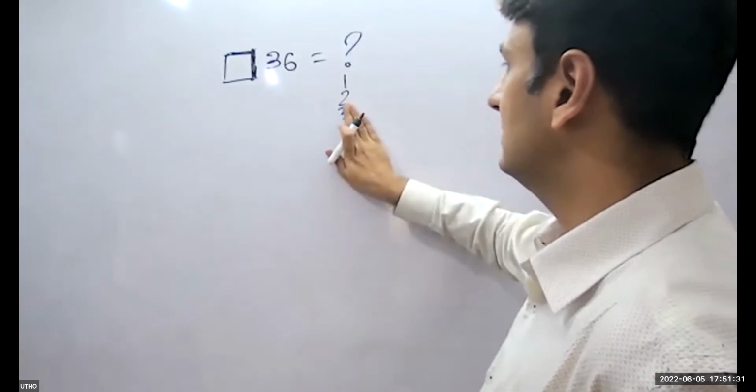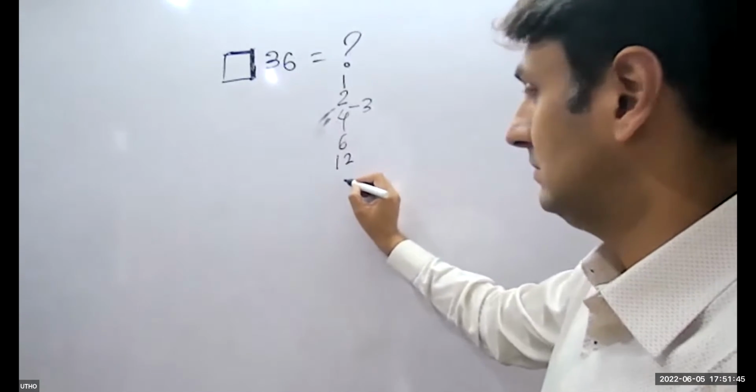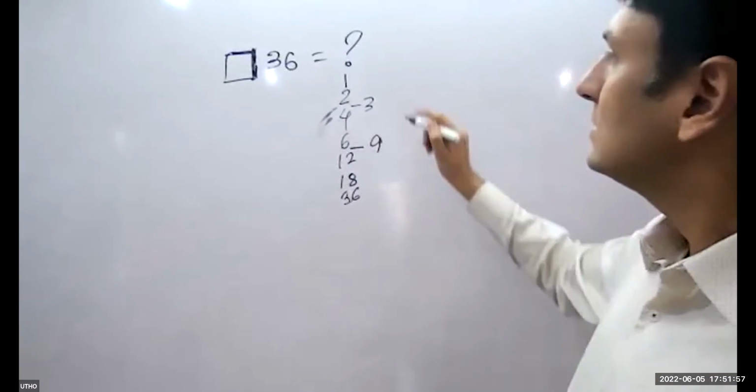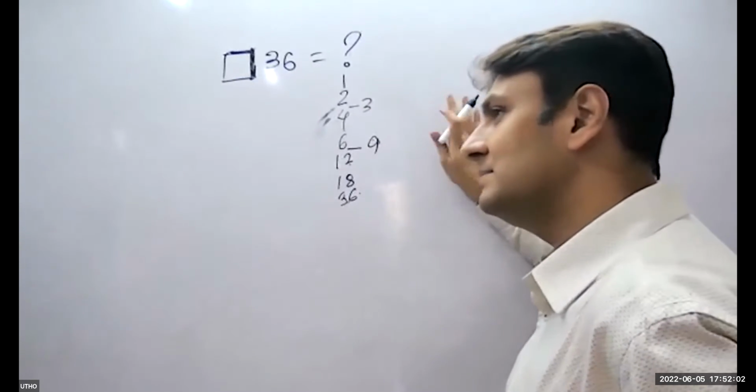So 1, 2, 4. 4 a factor. 3 also. And 6. 12. 9. And 18. And 36. Yes. Sorry. So 1, 2, 3, 4, 5, 6, 7, 8, 9. आपने ऑप्शन कौन सा पिक किया है? C. क्या है वहां पे वैल्यू?